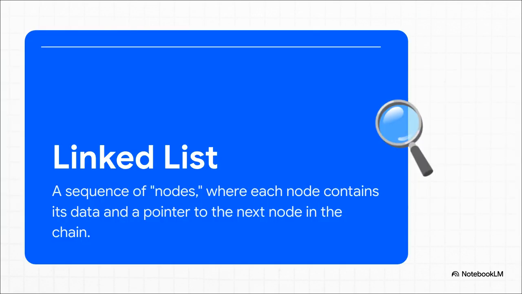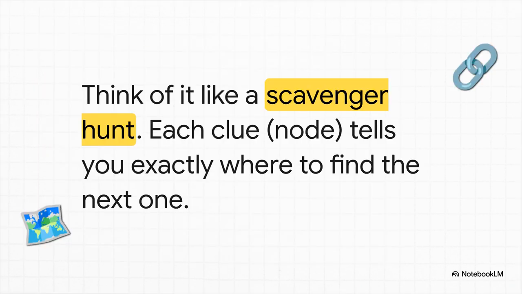Okay, now let's talk about a completely different philosophy. If an array is all about keeping everything neatly packed together, a linked list could not care less. Its elements, which we call nodes, can be scattered literally anywhere in your computer's memory. The scavenger hunt analogy is perfect. Each node holds its data, plus a little pointer that just says, okay, the next clue is over there.